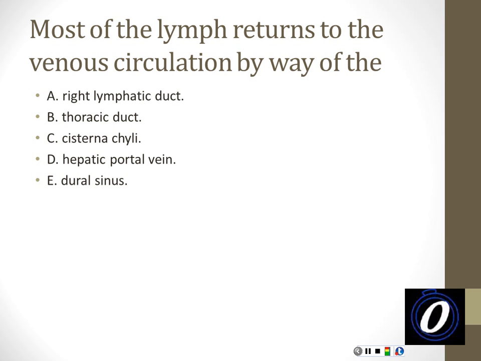So the key word in this question is the first one, most, because lymph returns to the venous circulation by two paths. One is on the right side, we call that the right lymphatic duct, where it enters the right subclavian vein. And then on the left side, we have the much larger thoracic duct, which drains not just the side of the head and the right arm, but the whole rest of the body. So 75% of the lymph returns to the circulation through B, the thoracic duct.